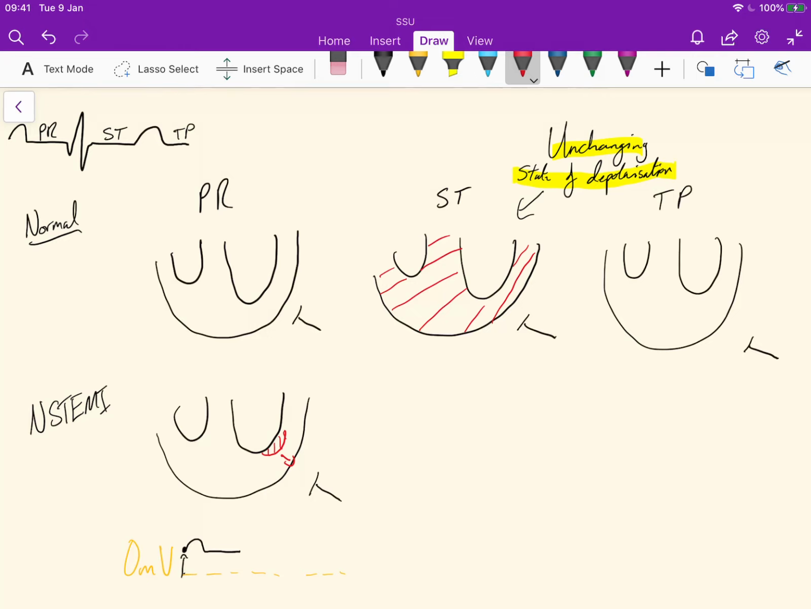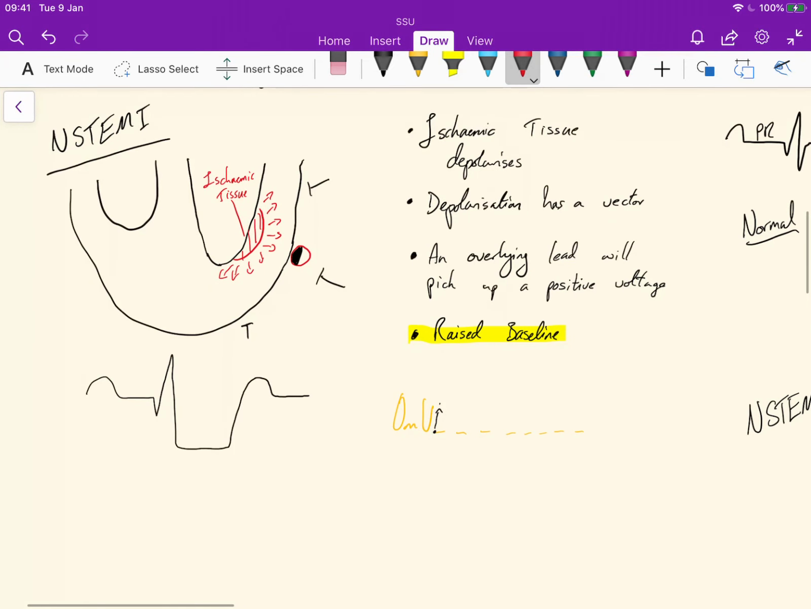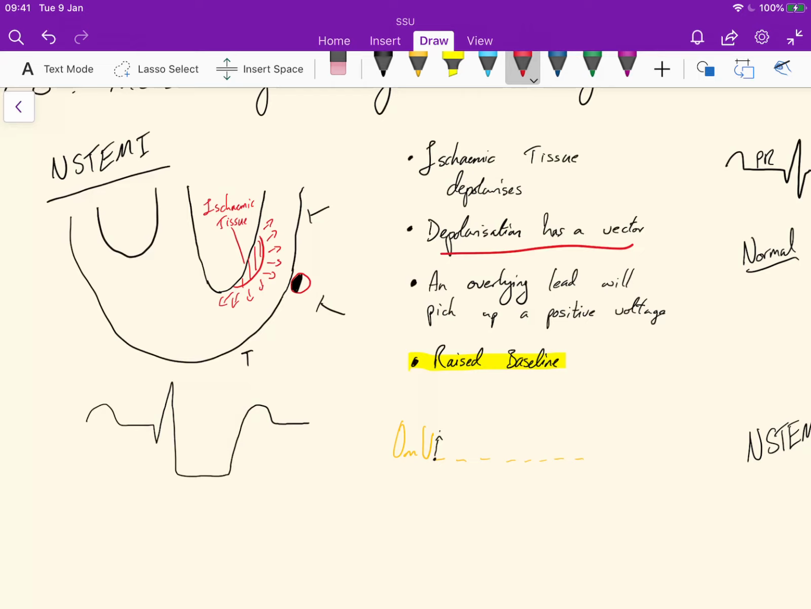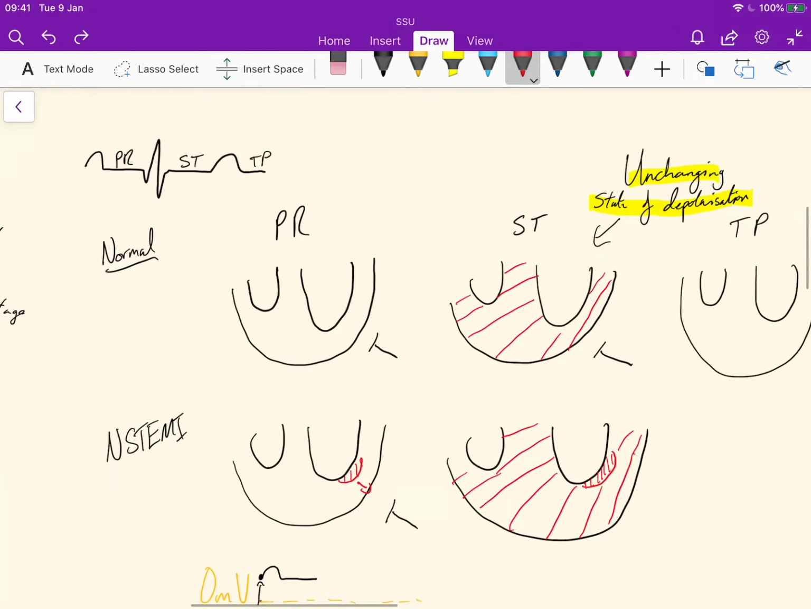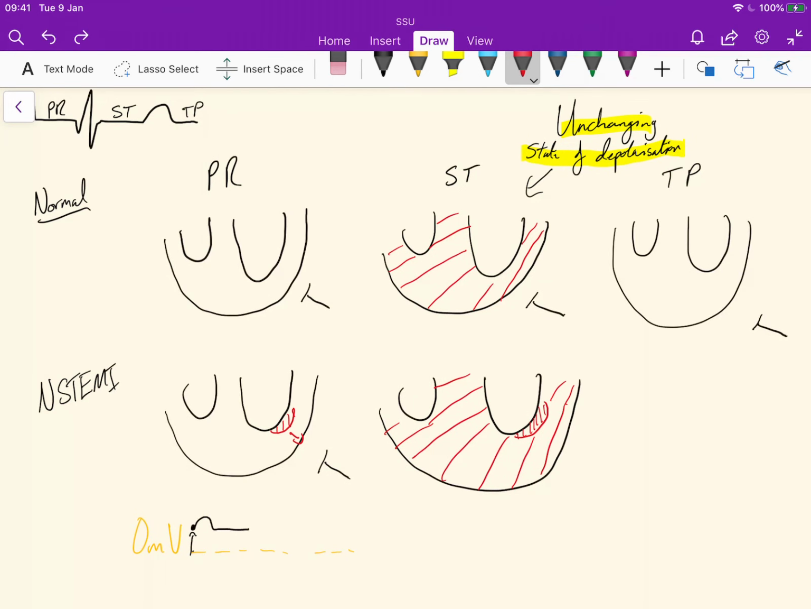In our ST segment, however, and this is the important bit, the ischemic area is now unable to depolarize the tissue around it, as we said over here. So the depolarization has a vector because it can depolarize the tissue around it, but that can't happen anymore because all the tissue around it is already depolarized.